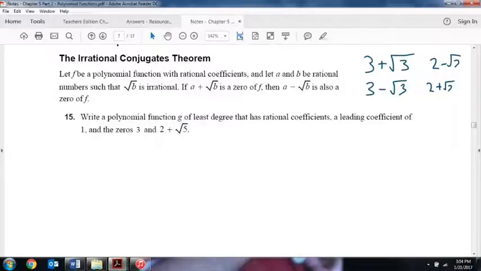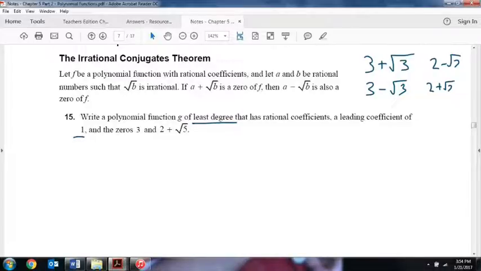These say write a polynomial function g of least degree. That means we don't have to play with it at all to make it, if it already comes out to be an x to the third, we don't have to play with it to make an x to the sixth or something like that. But of least degree, that has rational coefficients, basically actual numbers out there, nothing funky, and a leading coefficient of 1. And that just makes life nice. We're not going to fight it at all. We're just trying to get, if these are zeros, what's the polynomial that fits these zeros?